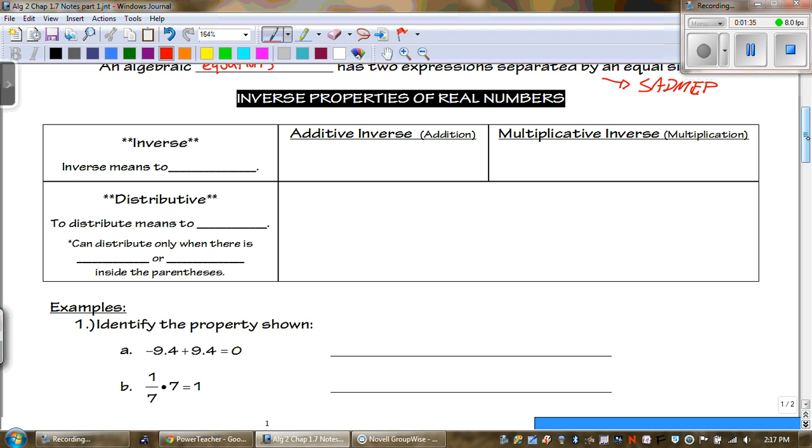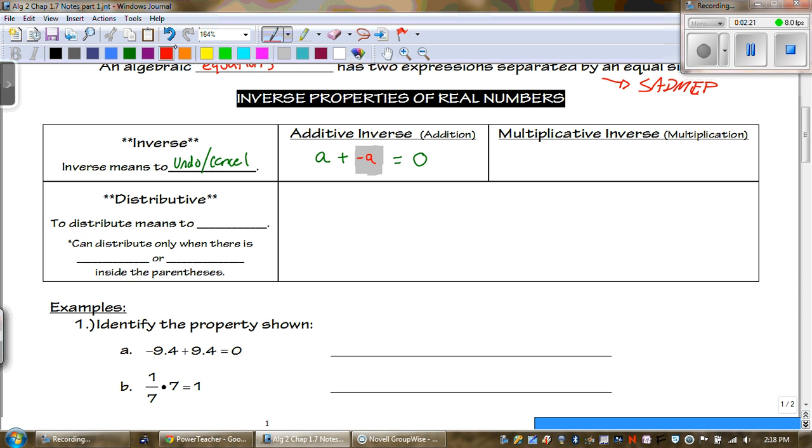Now, inverse properties of real numbers. Inverse. What inverse means is that means to undo or cancel something. And there are two properties that we're going to talk about today, the additive inverse and the multiplicative inverse. The additive inverse means that when you add something, I want them to cancel out. So what number do we have to put in there, or what variable in this case should we put in there to make sure that they cancel out? Well, we would put the same thing except make it a negative.